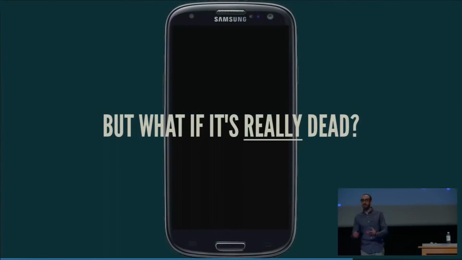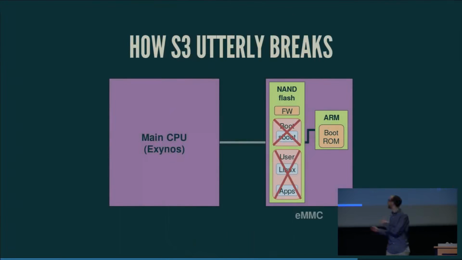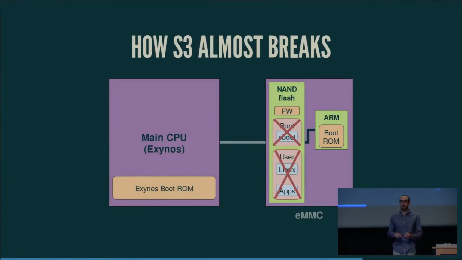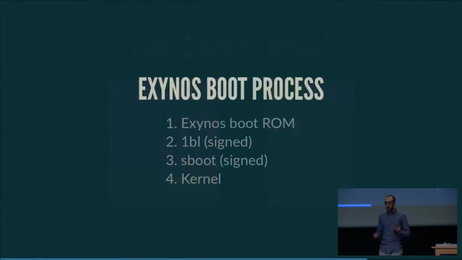Okay, so what if it's really dead? What if this happened, right? What if also the boot partition is gone? So obviously something has to talk with the eMMC and load SBoot, right? So there's also another piece of code which is called Exynos Bootrom, and it resides in the main CPU. And what happens normally is that the Exynos Bootrom starts, and then it loads something which I call the first bootloader, which is prepended to SBoot and is signed, and it just verifies the signature of SBoot and then jumps into it.